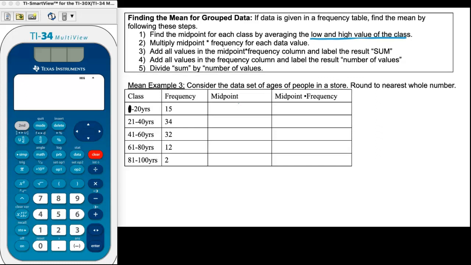So I don't actually know all of the ages. I just know there's 15 between this range. And so if I knew all the ages, I could just add them up and divide by the total and find the mean, and I would be done.